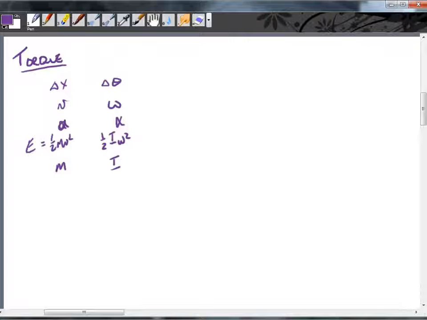Well, we have a new one because in order to make things turn, and to change their state of rotation, we have to exert a force that compensates for the radius from the center of rotation, and that is called torque, and we give it a value tau. The letter is tau.